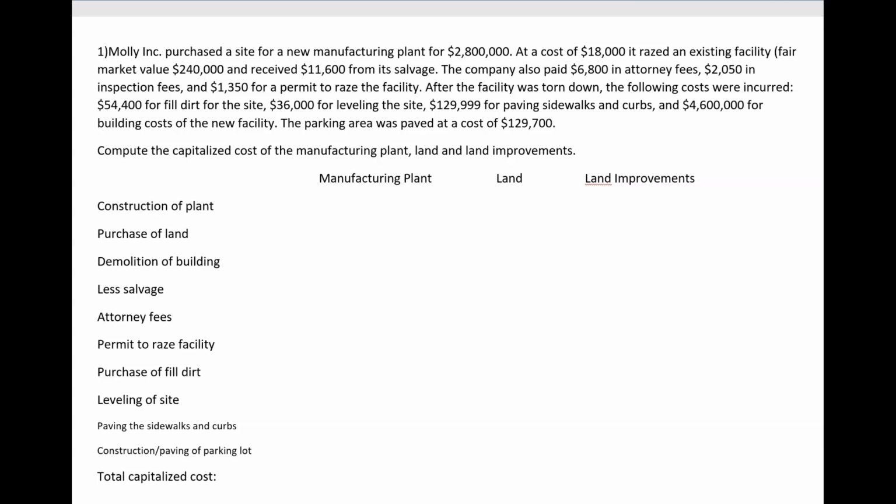After the facility was torn down, the following costs were incurred: $54,400 for fill dirt for the site, $36,000 for leveling the site, $129,900 for paving sidewalks and curbs, and then $4.6 million for building costs for the new facility. The parking area was paved at a cost of $129,700. Okay, we're going to compute the capitalized cost of the manufacturing plant.